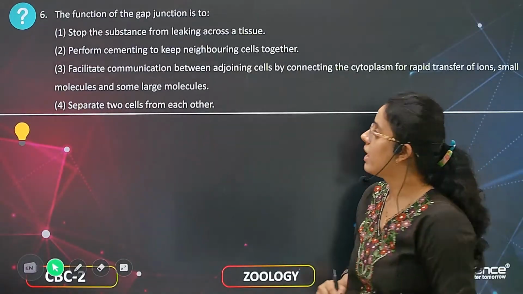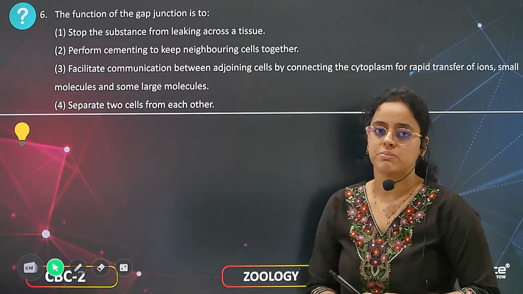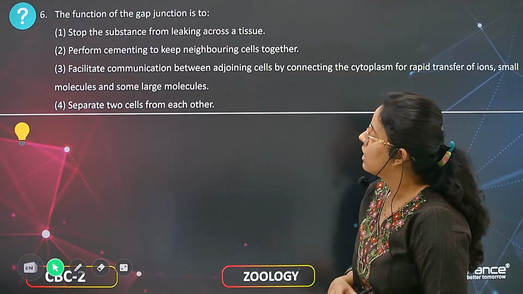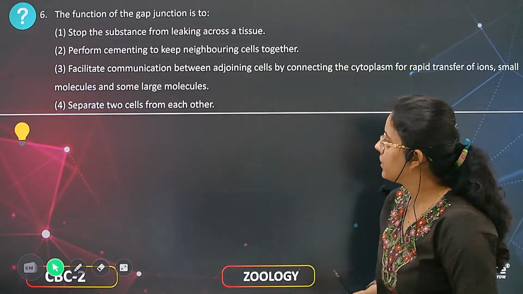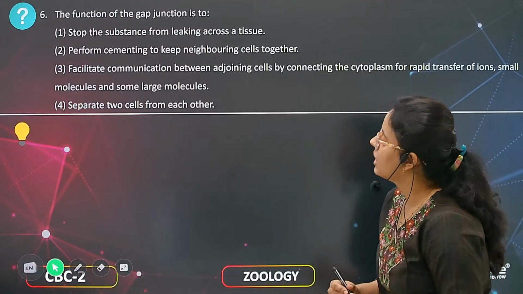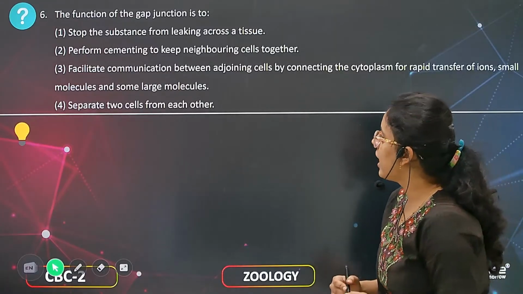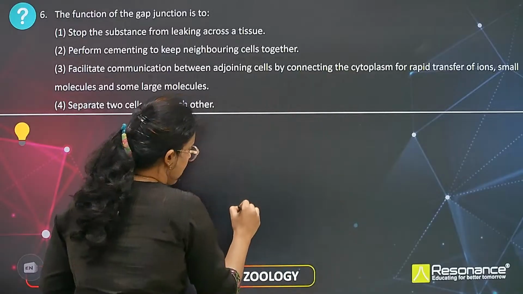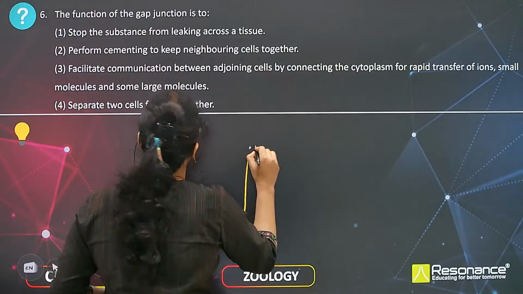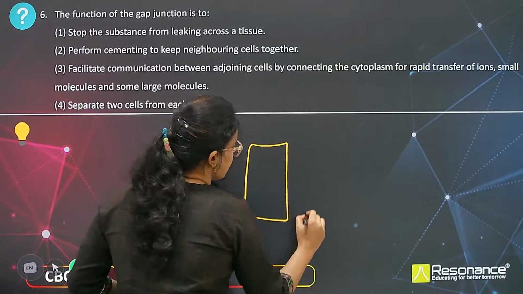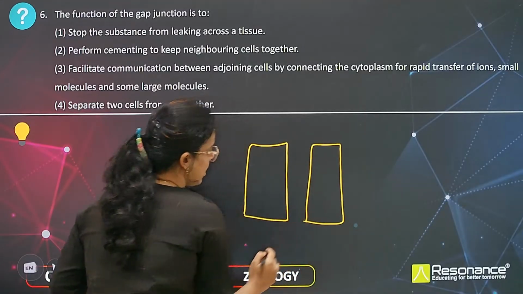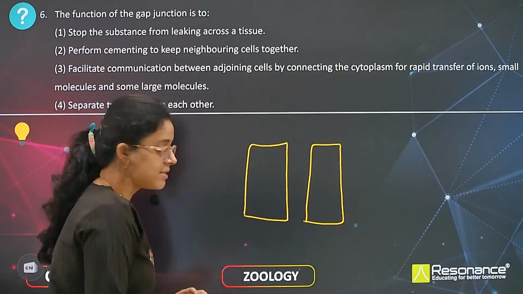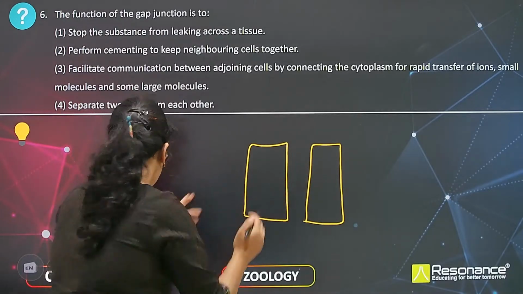Okay, the function of the gap junction is to stop the substance from leaking across the tissue, perform cementing to keep neighboring cells together, and facilitate communication between adjoining cells. As I have told you, if this is one cell, let me draw. And this is the other cell. They both have to communicate, they have to transfer substances because they are very close to each other.